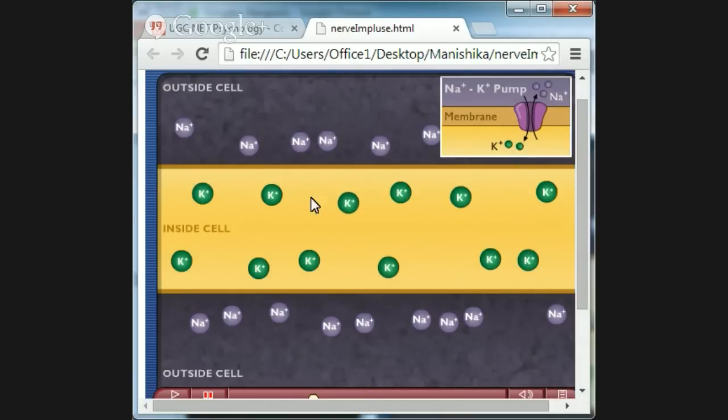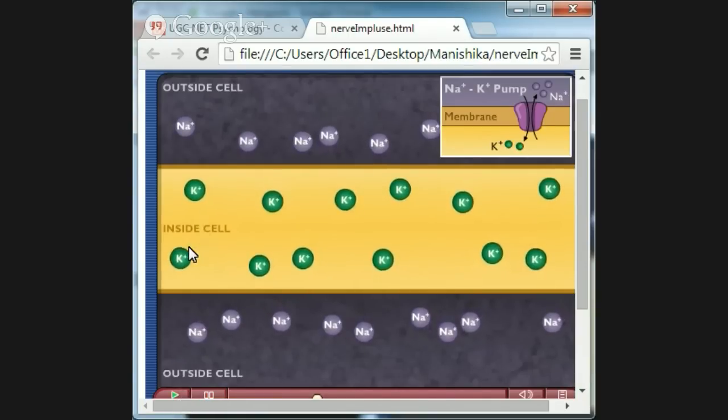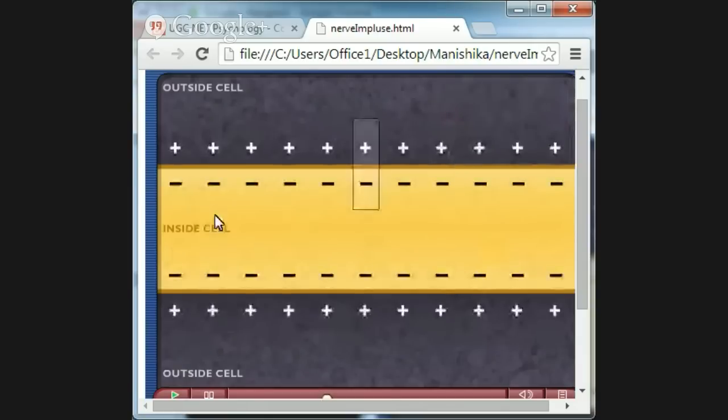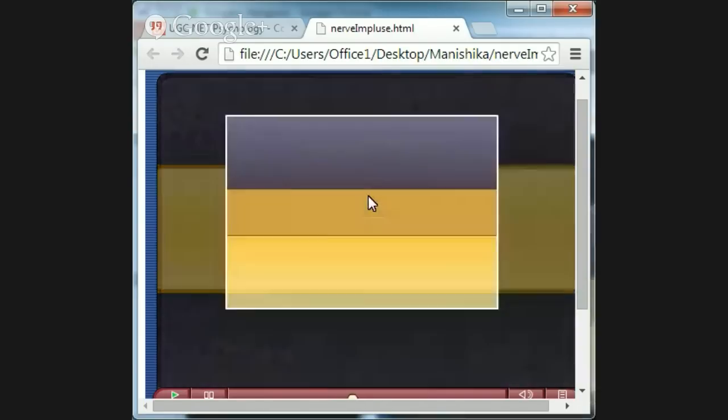So what's happening is sodium ions are going out and potassium ions are coming in. So when potassium ions come in and sodium ions go out, there is a positive charge on the outside and a negative charge on the inside. This positive and negative charge is what is known as the resting potential, or that is the stable state of any nerve. So you have positive ions outside and negative ions inside.